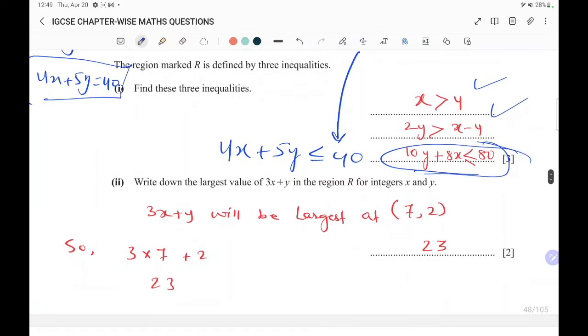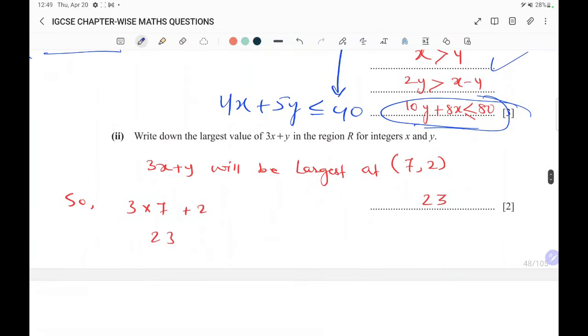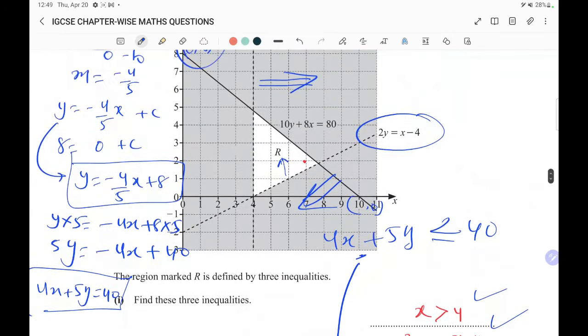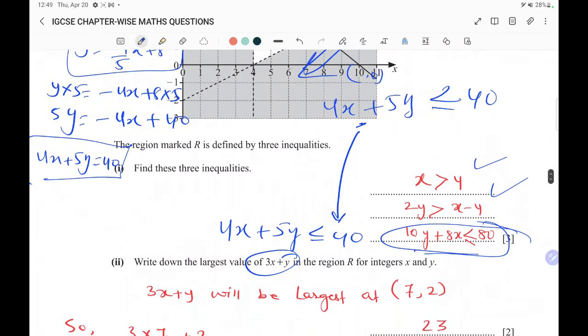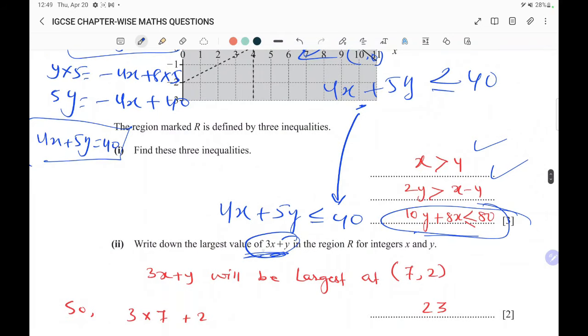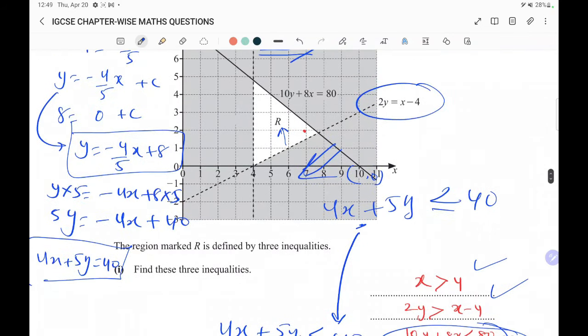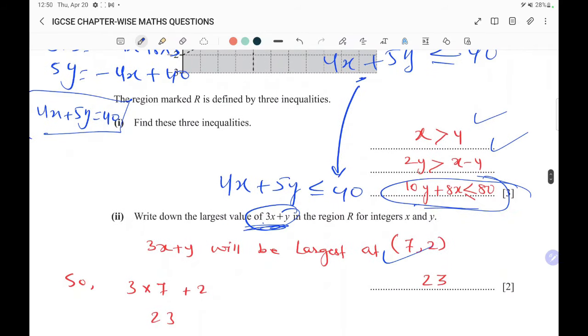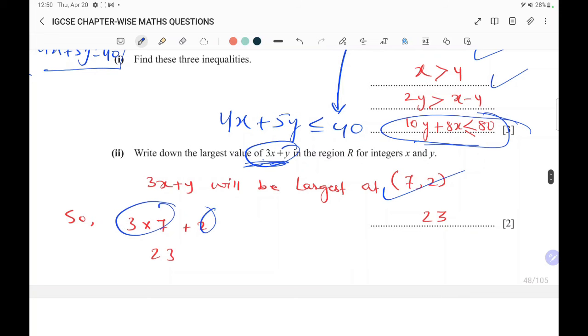Now come to the next question. Write down the largest value of 3x plus y in the region R. Again 3x plus y, and it should be the largest one. So we have to think about x and y integer values where you can get the largest one. The x coefficient is 3, so if x is bigger, then it is better. So x should be bigger. So I think this is the coordinate you can take, which is 7 comma 2. So 3 times 7 plus 2, which is 23.